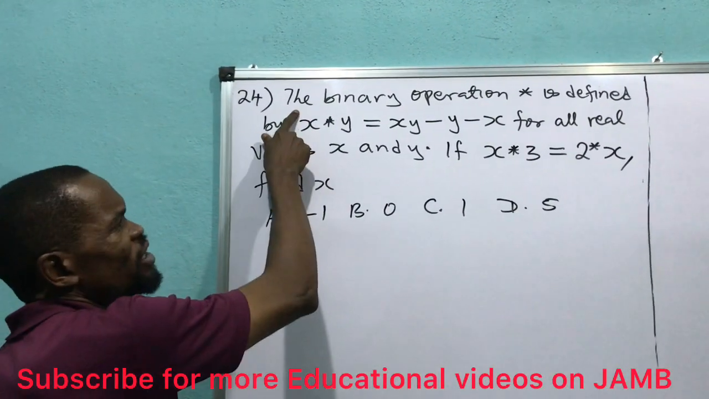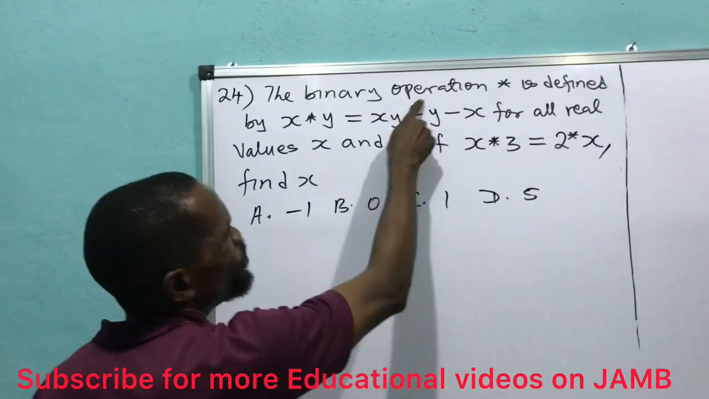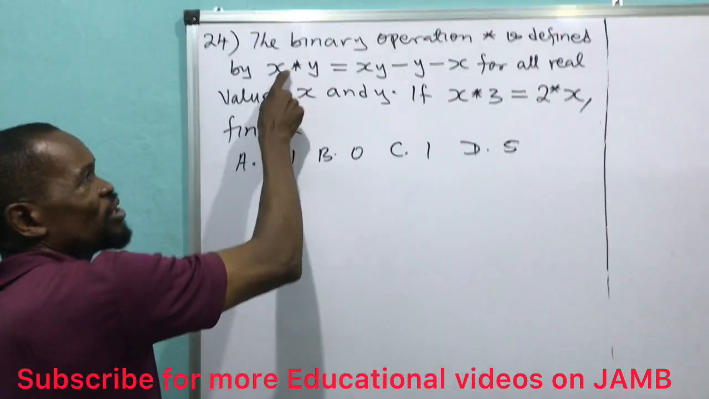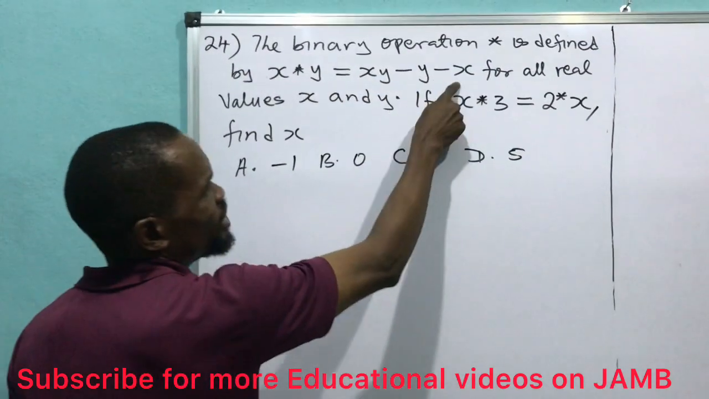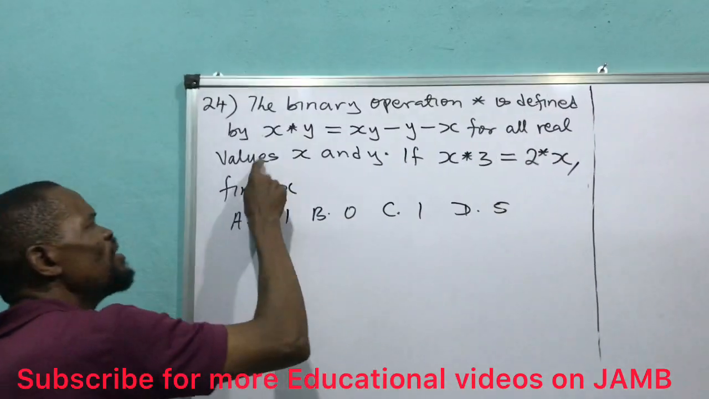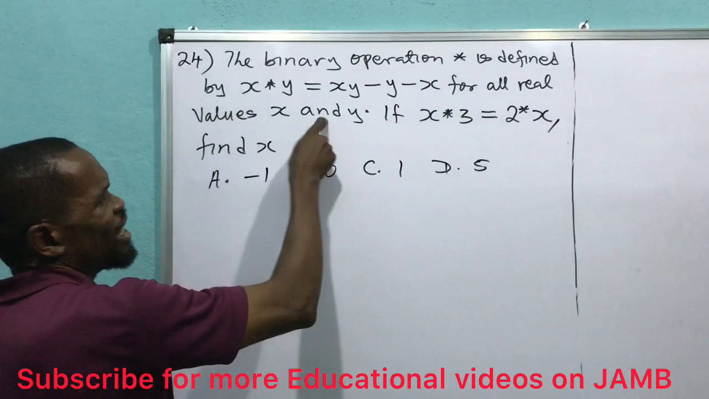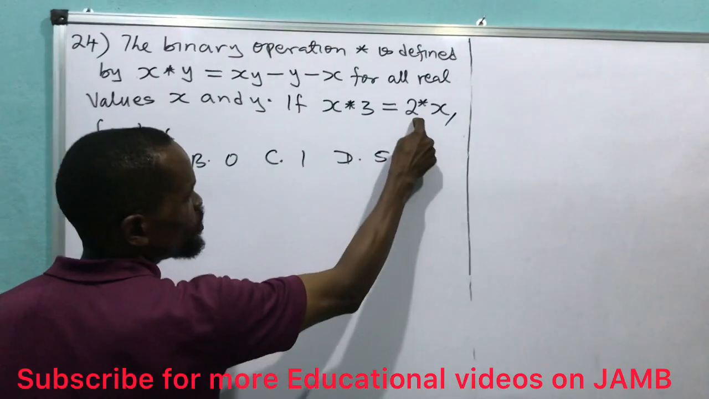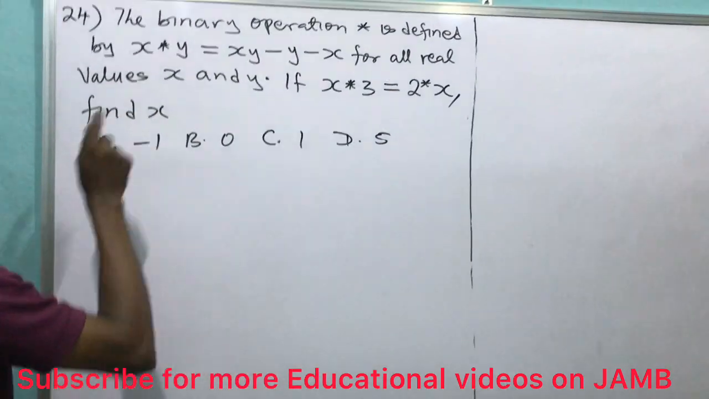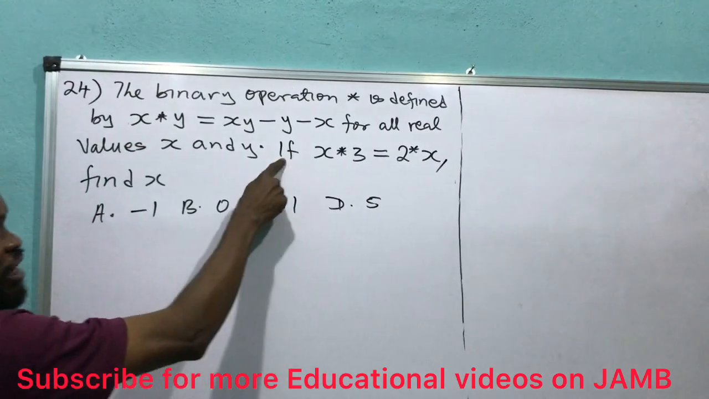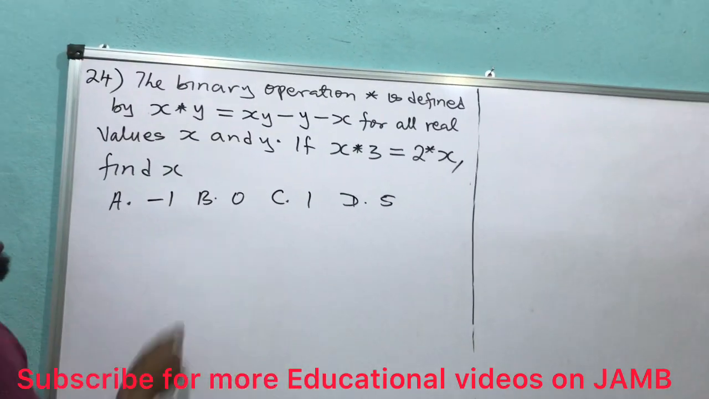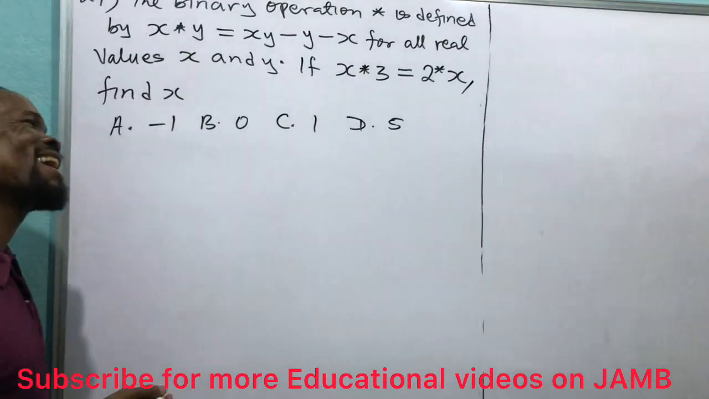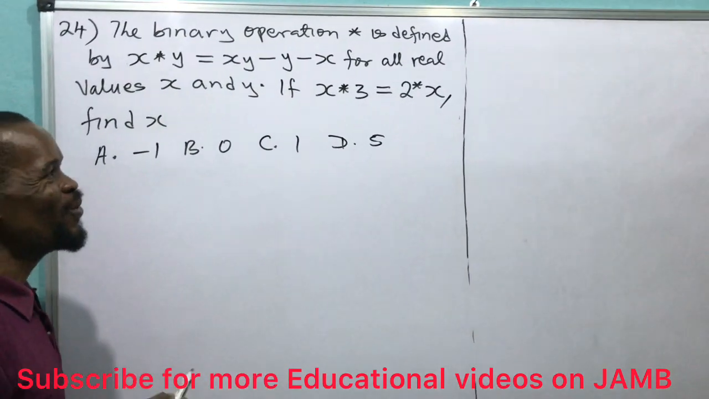Equation number 24 says the binary operation is defined by this. This binary operation multiplication equals this for all real values of x and y. Look at the condition: if this is equal to this, find x. You see the condition. If this is equal to this, find x. Look at the options they give us. Let's go to the solution to know whether any of the options is correct.